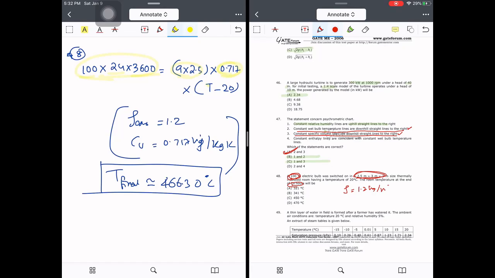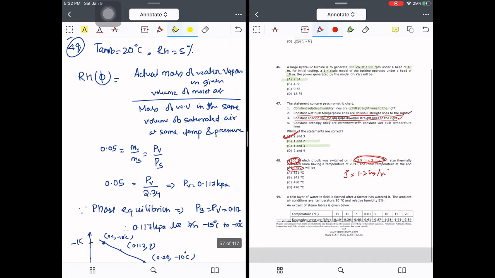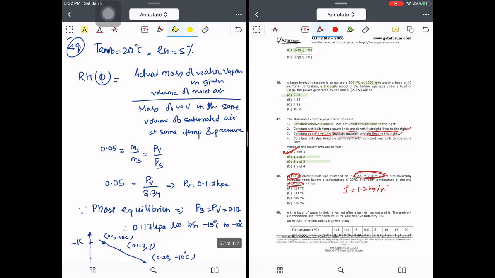since it's an insulating system, it is mCp, sorry, Cv, because it's a volume. It's an insulated room with a constant volume. Cv delta T, that is T final minus T initial, because ultimately the temperature is going to increase. So these two values you need to remember: first, the density of the air, and second, the Cv, that is 0.717. I'm sure they will give the value of density and Cv in the question, so you don't have to worry, but this is the concept behind it.